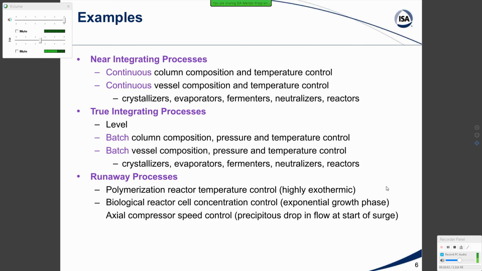One I personally have seen that's very fast, incredibly fast, everything happening in a fraction of a second, is an axial compressor speed, where the precipitous drop in flow at the start of surge caused an acceleration within a fraction of a second. We had to have an analog and derivative module detect the rate of change of speed to shut down the compressor to protect it from self-destructing.